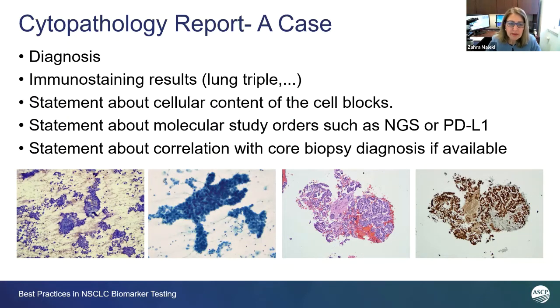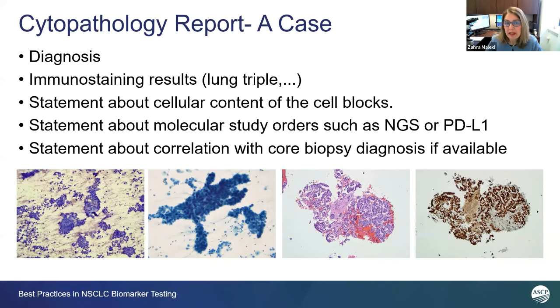So when it comes to diagnosis and putting the report together, I think there are a lot of details that make it a very fine line when it comes to reporting cytology. One is diagnosis. In addition to diagnosis, we report our results on lung triple stain, what we see. Also, we found it useful that in our pathology report, we include what we see in our cell block. Do we see sufficient material for molecular studies? Do we see a lot of necrosis? So we include that also in our main pathology report. In addition to that, when we order NGS and PD-L1, we also include that in our report.